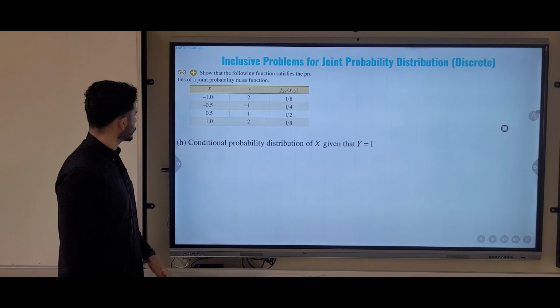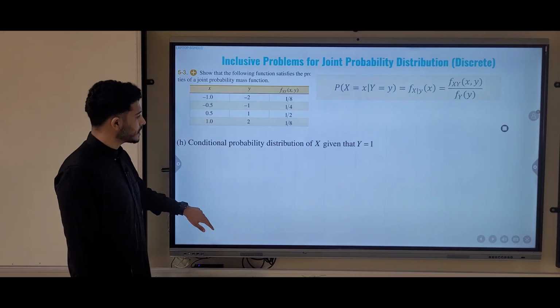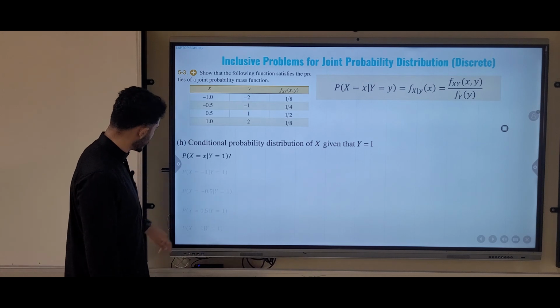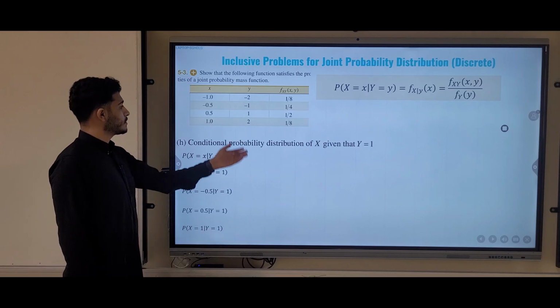So yeah, let's continue. Conditional probability distribution for x given that y. Now the y is the given. We're going to do this exact same procedure. If you want to pause the video and do it by yourself, you're more than welcome.